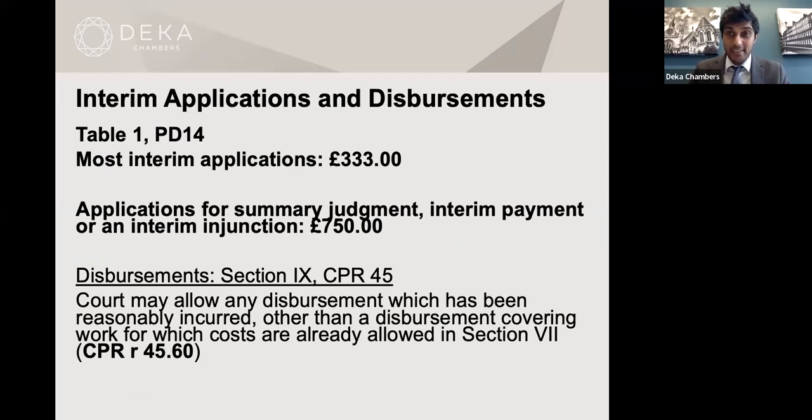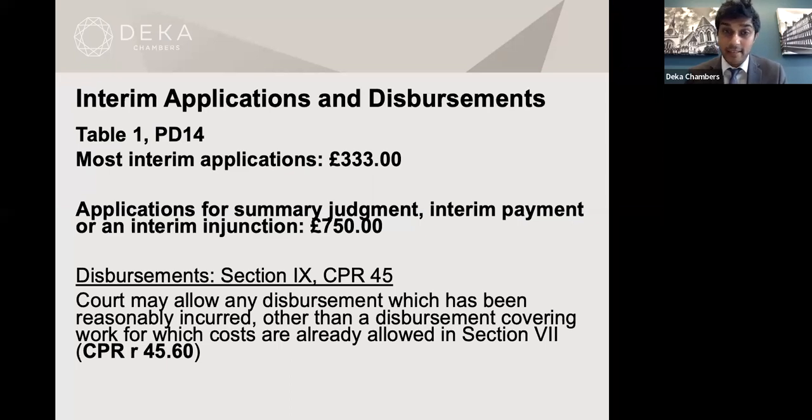Interim applications, these are priced very, very low. The costs for an interim application in the intermediate track, say Astrid's estate wants to do an application for specific disclosure, is just limited to £333, which is staggeringly low. Applications for summary judgment, interim payment, or an interim injunction are slightly more generous in terms of £750.